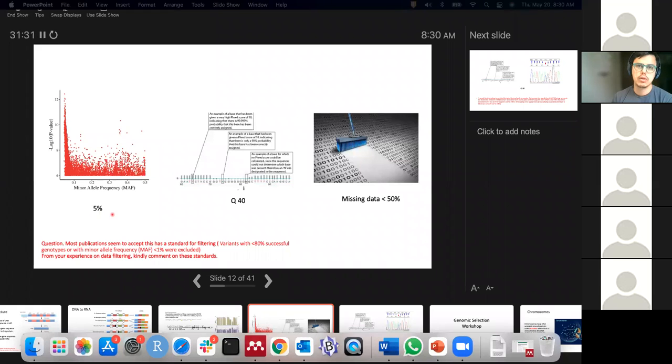That is why usually we use 5%, but there are some people that think that's a mistake, because as breeders, maybe we are interested in really rare variants in the genome that can cause, for example, resistance to some disease. So that depends on your objective and on your project. But the standard is just to filter by 5%.